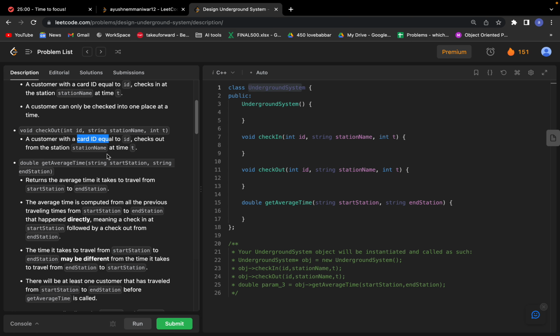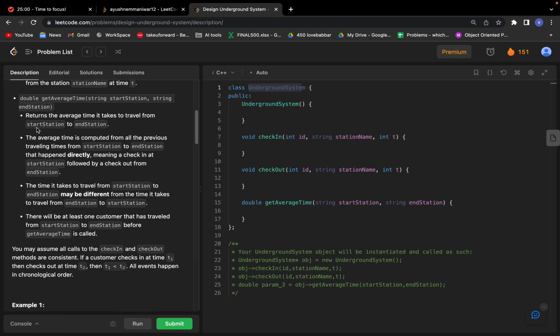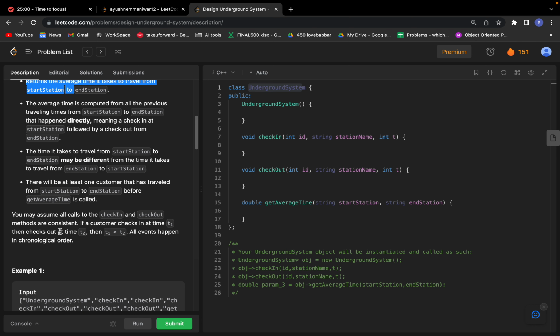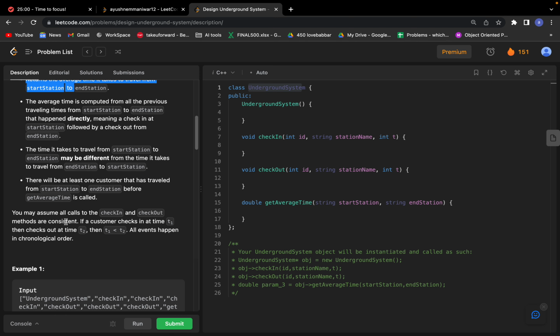See here it is mentioned. So get average will also give all the scenarios. There will be a check-in time, checkout time, and there will be start station, end station. So there will be no scenario where you can't find the start station, end station. So there will be no exception cases. Suppose he is going from Mumbai to Delhi, and the input cannot be Hyderabad to Chennai, because Hyderabad to Chennai is not there. So there will definitely be only Mumbai to Delhi.